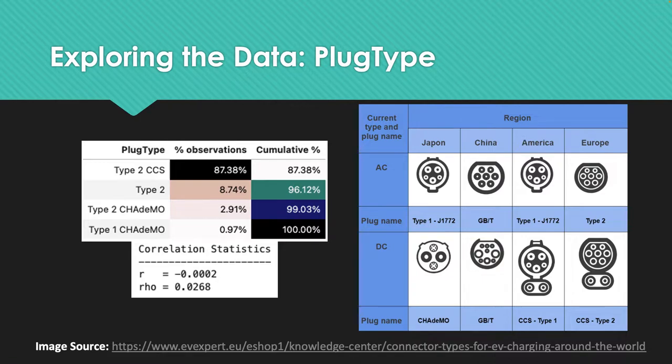This was interesting to look at, the different plug types for EVs, because I was not familiar with it before. So this is what the different plug types look like between region and then also current type. So we can see that this CCS type 2 plug makes up a majority of these models. Unfortunately, the correlation statistics was not very high for this, so I did not end up using it in my final model.